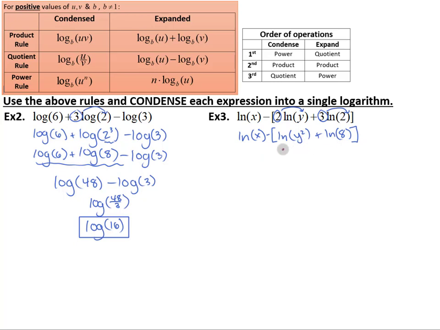Okay, now inside of here I see we do have 2 logs being added, and that is the product rule, right? If they're being added, we can multiply them together. So this gives me the natural log of 8y squared. Y squared times 8, we'll just usually put the 8 in front. And now these outer parentheses are really unnecessary because there's only one term in there now. But we are subtracting these two logs. And that is our final one, the quotient rule, which says I can write it as 2 logs with a single fraction in the order of the top over the bottom.